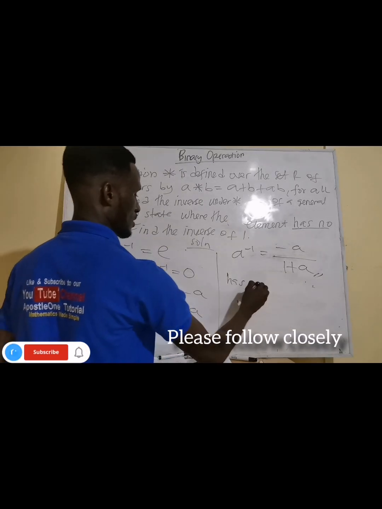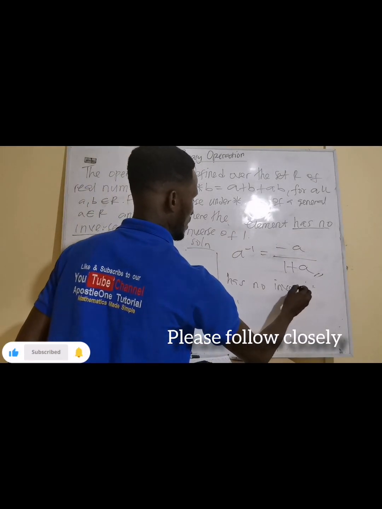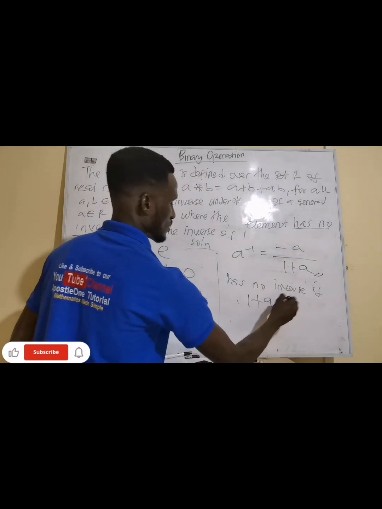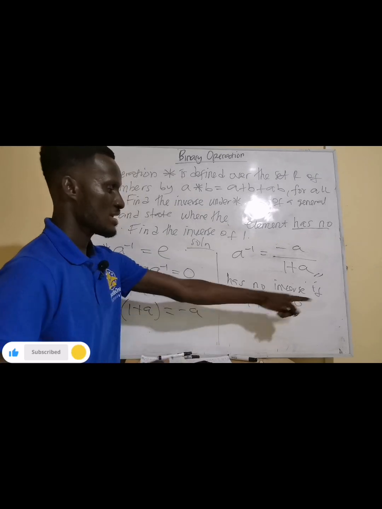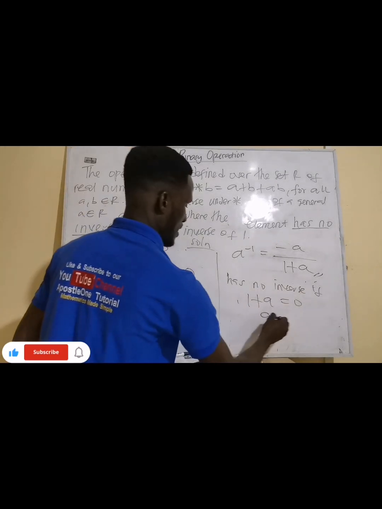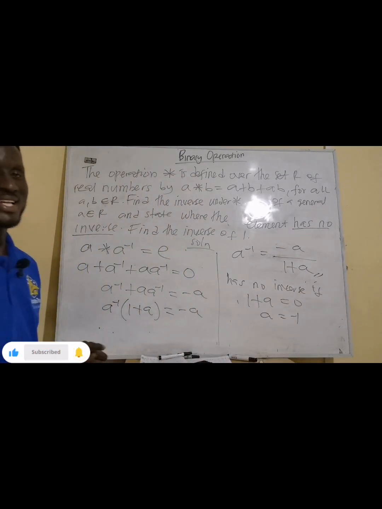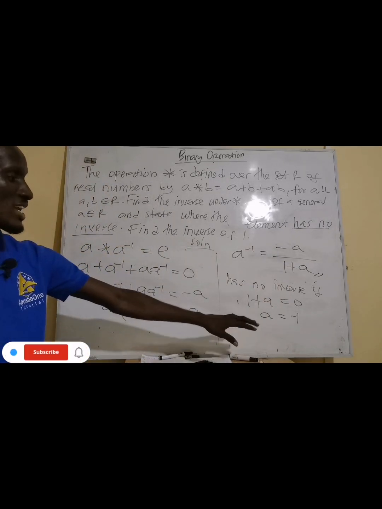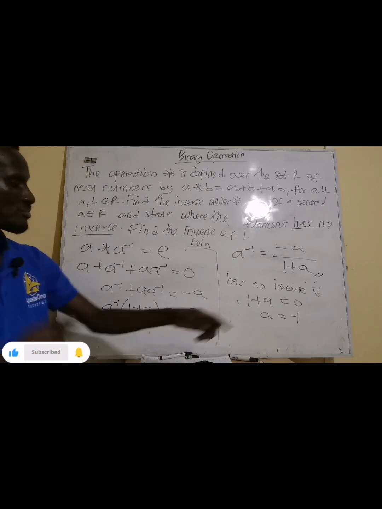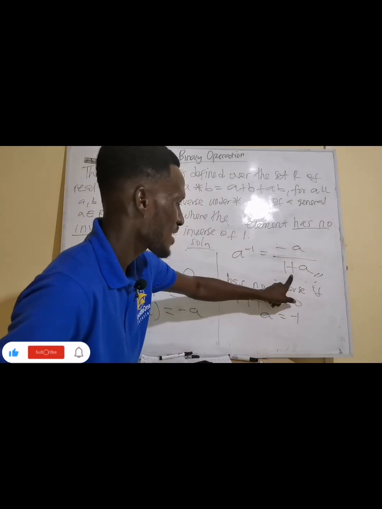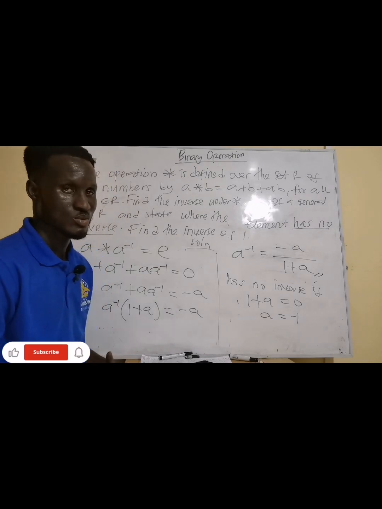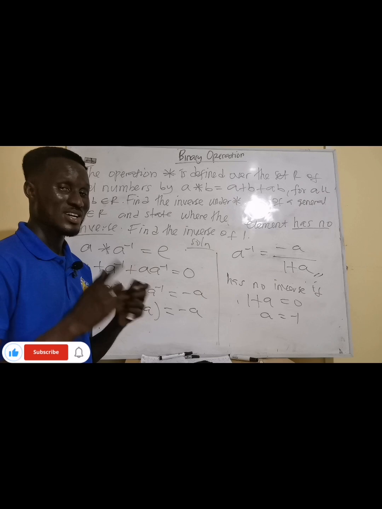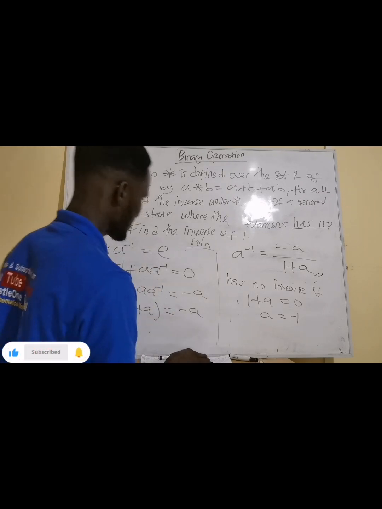So it has no inverse if the denominator 1 + A is equal to 0. So what will A be? A is equal to negative 1. So the moment A is negative 1, this one will not have an inverse. Negative 1 will never have an inverse, because if you put negative 1 here, it will be 1 plus negative 1, which is 0. So it will be undefined; it will not exist. Whenever they give you a question like this, don't forget this.